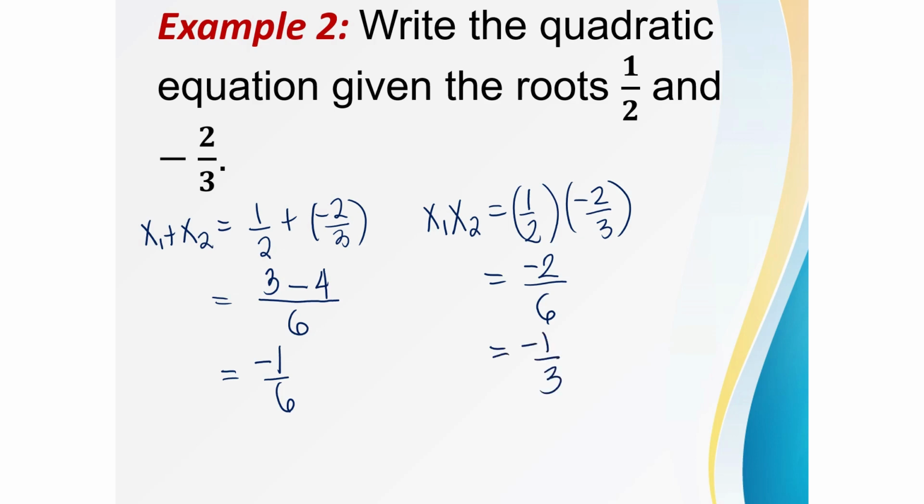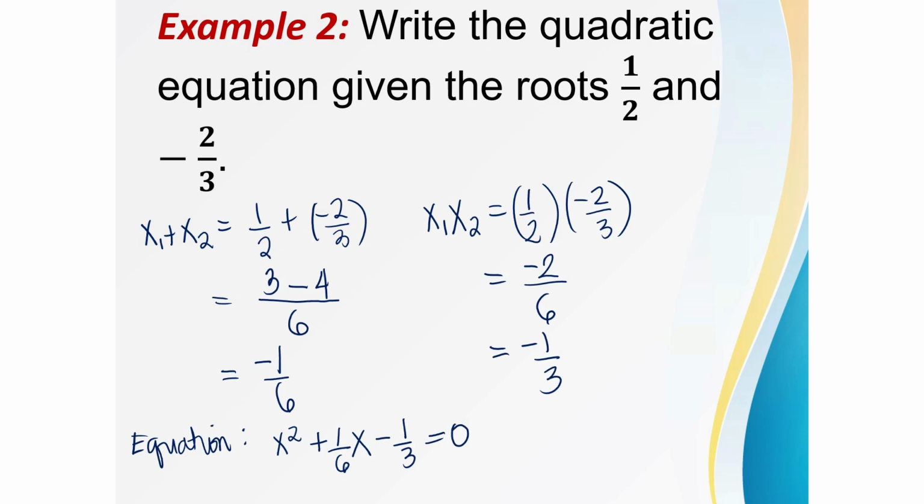To write the equation, we will get x squared minus the sum. Ang technique, kung ang sum ay negative, pagdating sa equation, positive. Kung ang sum ay positive, pagdating sa equation, negative. So, negative 1/6. So, dito sa equation, magiging plus 1/6x. Then, yung sa product, yun yung constant term, the same sign lang, minus 1/3 is equal to 0.